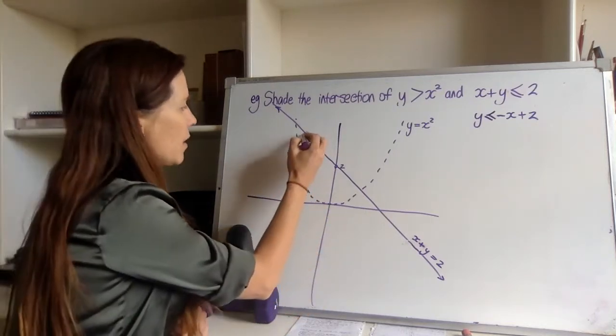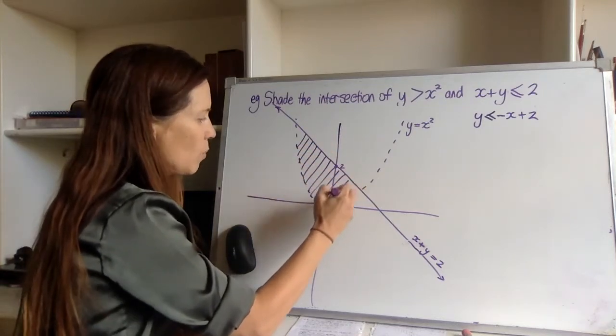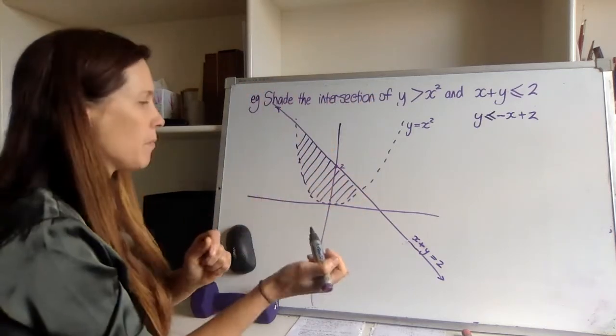So that tells me that I need to shade just this region inside here because it is both below the line and above the parabola. And there I go.